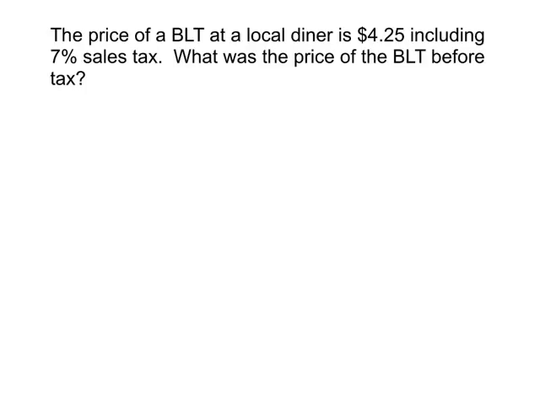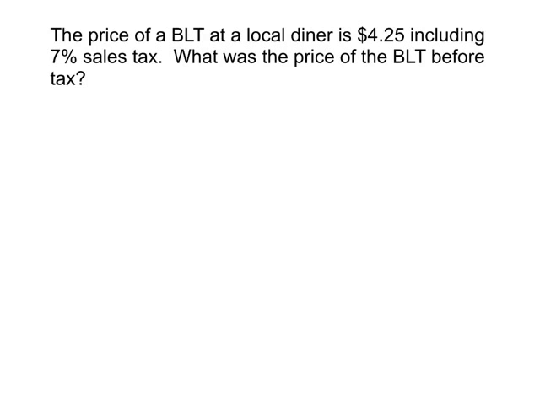Here's our first example. The price of a BLT at a local diner is $4.25, including a 7% sales tax. What was the price of the BLT before tax? What it's looking for here is the original price, or what you would have seen on the menu. The $4.25 is what you pay at the cash register when they bring you your bill. And the 7% just gives you the percentage of the sales tax.